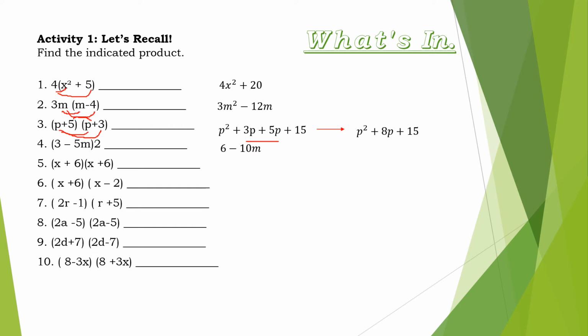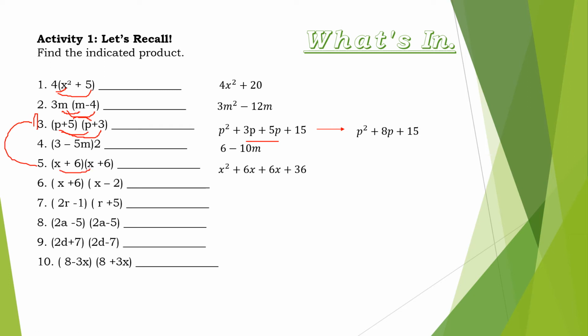So, number 2 naman, sabihin lang natin, 3 times 2, that will become 6. 5, negative 5m times 2, that is 10m. Okay. So, for example, number 5, pareho lang siya sa number 3, right? So, let's distribute lang natin dyan.